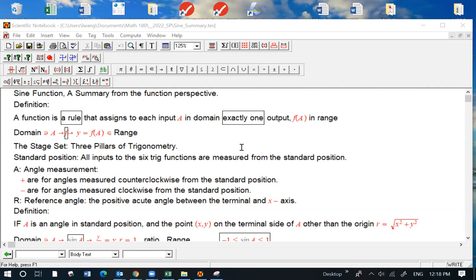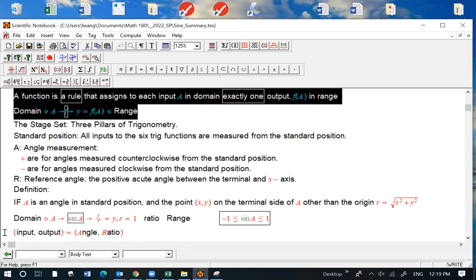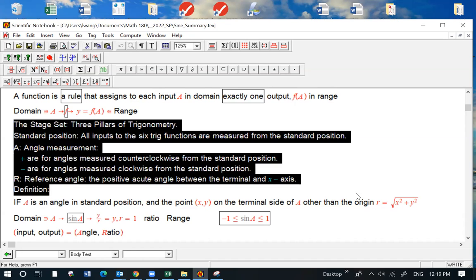Welcome to this lesson. In this lesson, we're going to talk about the sine function as a summary from the function's perspective. Number one is that we know the definition of function, right? So we have the rule. This rule of ours for sine is that it takes angles or arc lengths as input. It produces a ratio that's described in the unit circle setting.